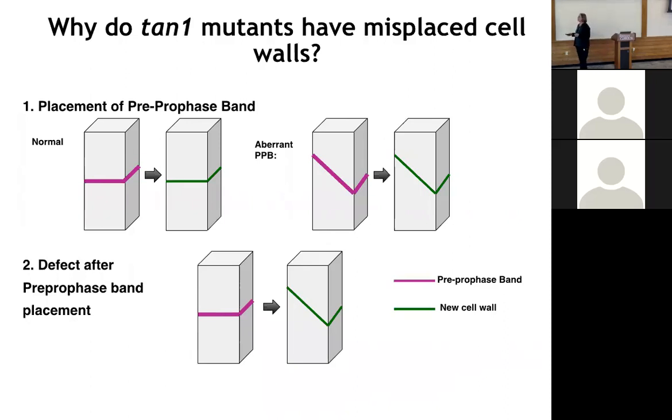Now, alternately, you could have a defect after you've already formed the pre-prophase band, and this would be that the phragmoplast doesn't return back to the division site that was specified by the pre-prophase band. So I'm going to give you a hint right now. There will be no quiz on this because I'll show you the data in a little while. The primary defect of the tangled mutant is actually that its phragmoplast doesn't return back to the division site specified by the pre-prophase band.